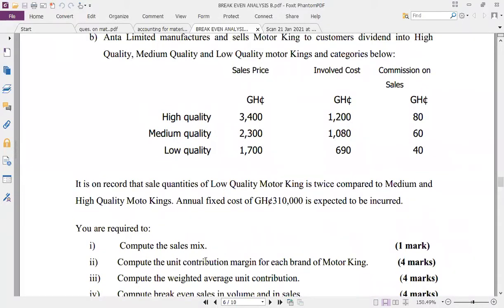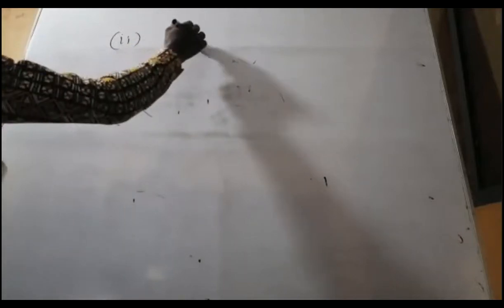How do you get a contribution? You're just looking for contribution per unit. That is all. Contribution per unit is nothing but sales less the variable cost. Here the variable costs are involved cost and the commission. These are the variable costs. Commission is part of the variable cost. Take it, add it to this, and then you deduct it, then you get your contribution. So let me do that one. So I'll start, examine that unit contribution.